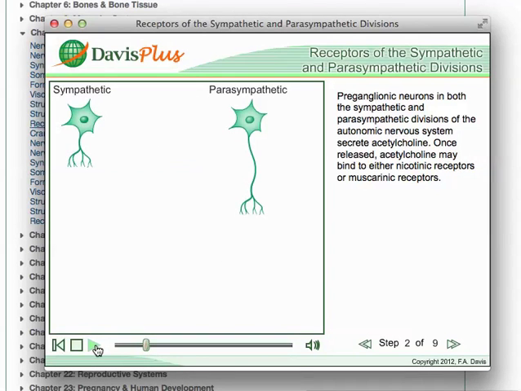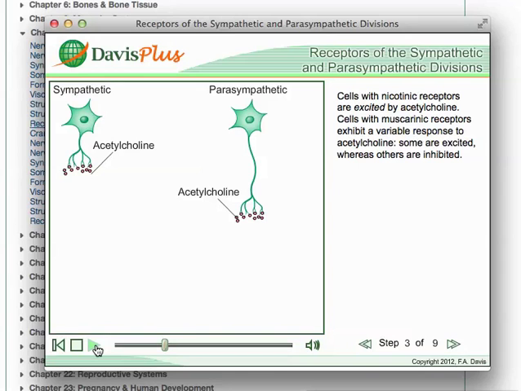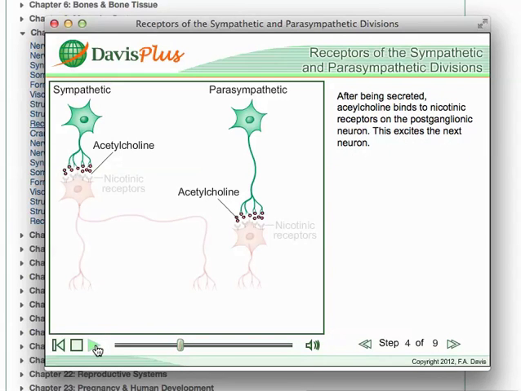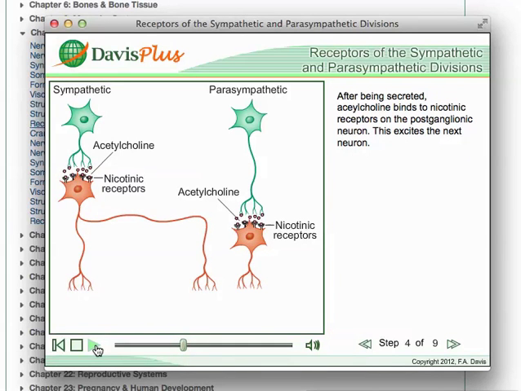Preganglionic neurons in both the sympathetic and parasympathetic divisions of the autonomic nervous system secrete acetylcholine. Once released, acetylcholine may bind to either nicotinic receptors or muscarinic receptors. Cells with nicotinic receptors are excited by acetylcholine. Cells with muscarinic receptors exhibit a variable response to acetylcholine. Some are excited, whereas others are inhibited. After being secreted, acetylcholine binds to nicotinic receptors on the postganglionic neuron. This excites the next neuron.